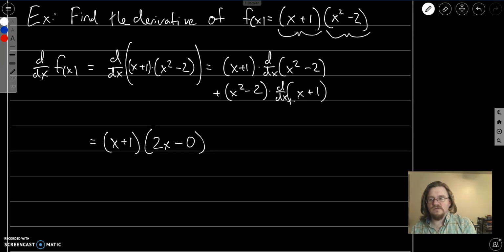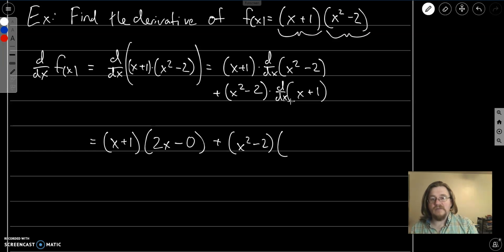Okay, so the derivative of x squared minus 2 is 2x, the derivative of x squared, minus the derivative of 2, which happens to be 0. So we can see all that shaping up. And then we're going to add, again, the second part of our function times the derivative of the first part.